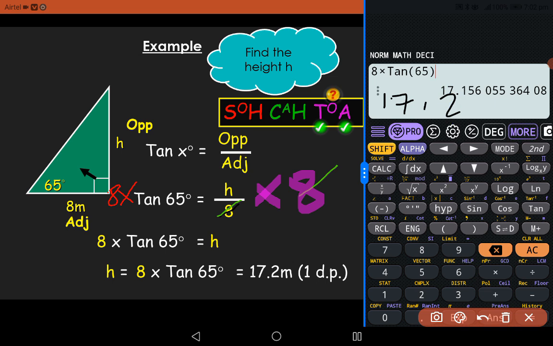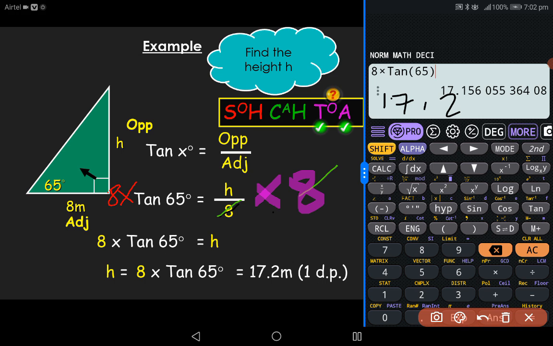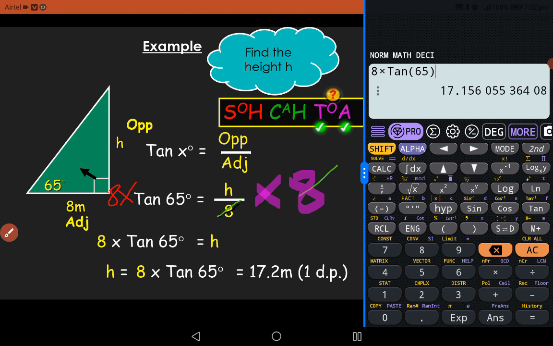All right. I hope you are also okay with this particular example. Please convince yourself, it depends on the information that has been given. Convince yourself that you can handle problems of this nature, using tangent.